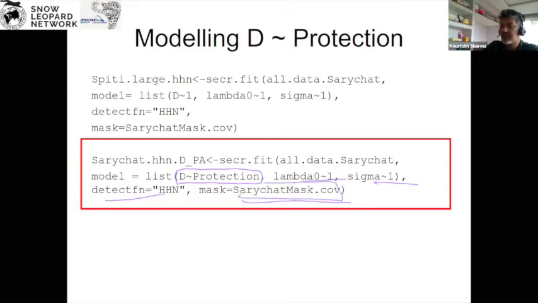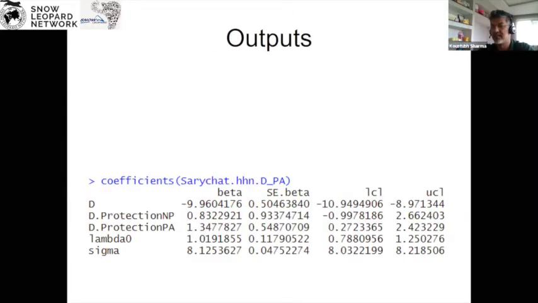The mask here should have this protection as a column. That's a very important point. If you don't have protection listed as a covariate column in your mask, then this function will create an error. But if it is there, then it will just run very smoothly. It'll take a few seconds. It'll take a little longer than the previous models, which assumed constant density, because now we are modeling density as a function of a covariate. And what we get is something like this.